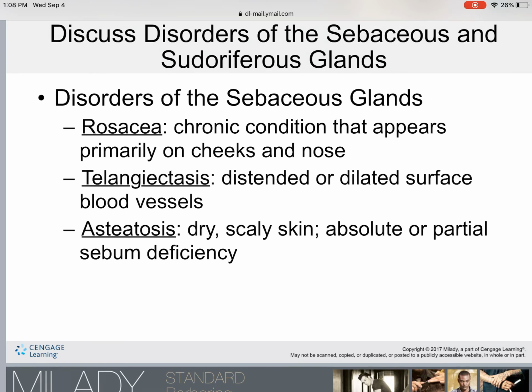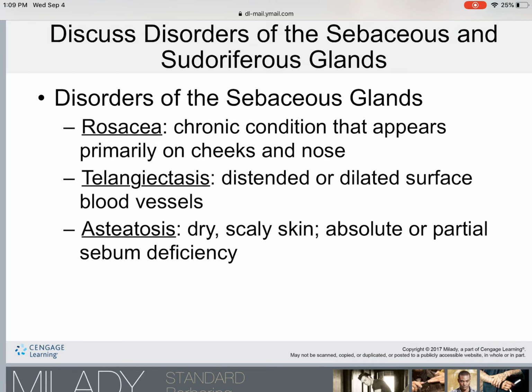It's categorized by flushing, telangiectasis, and in some cases, the formation of papules and pustules. The cause of rosacea is unknown, but the condition is thought to be genetic. It can come from exposure to heat, sun, and very cold weather, ingestion of spicy foods, caffeine and alcohol, and stress. If a client has rosacea, refer them to a physician.